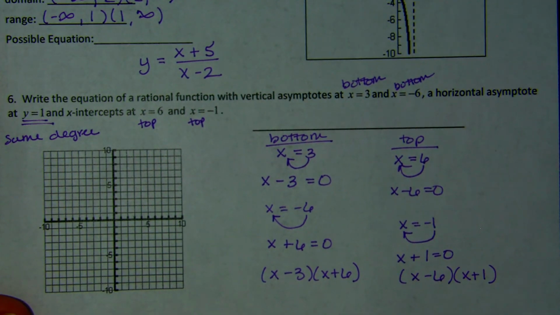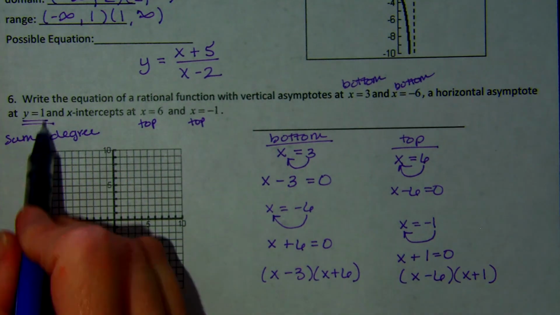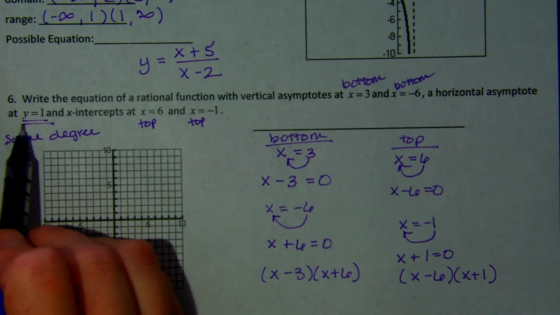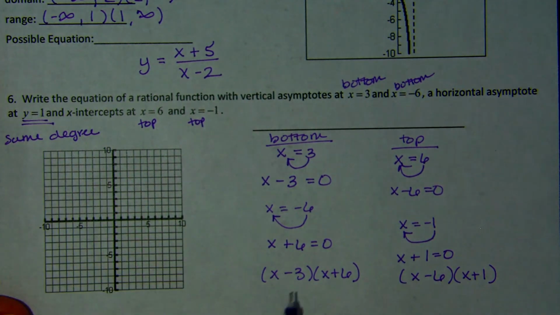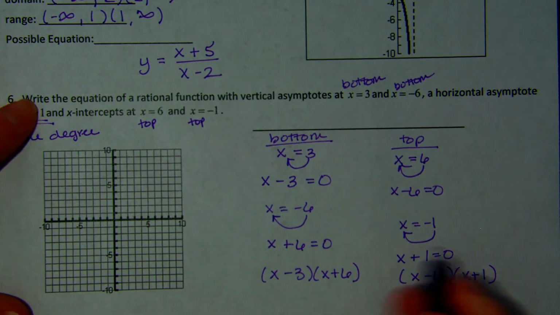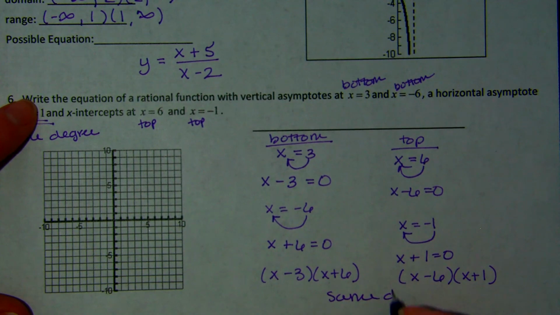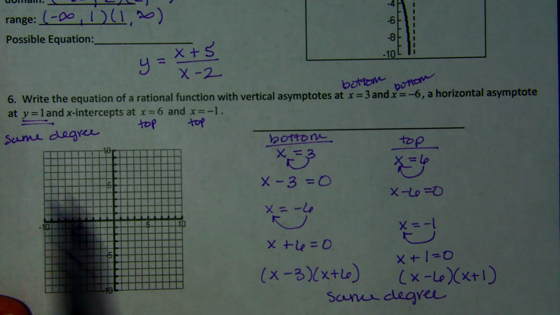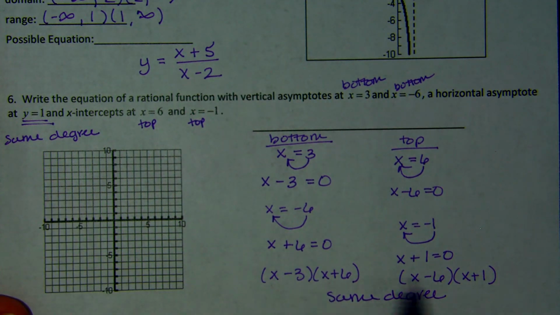And the thing you want to make sure is once you've come up with those, do they fit this horizontal asymptote? The horizontal asymptote at y equals 1 says same degree. Well, look, I've got 2 factors here, and I've got 2 factors here. That means they have the same degree. Okay, and then we also have to have the same coefficient. Well, these are all just plain x's, so they're all going to have the same coefficient.